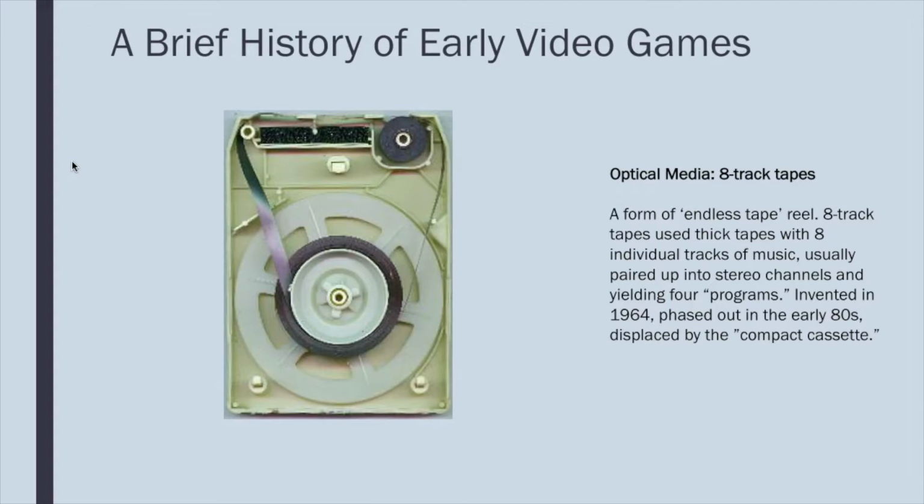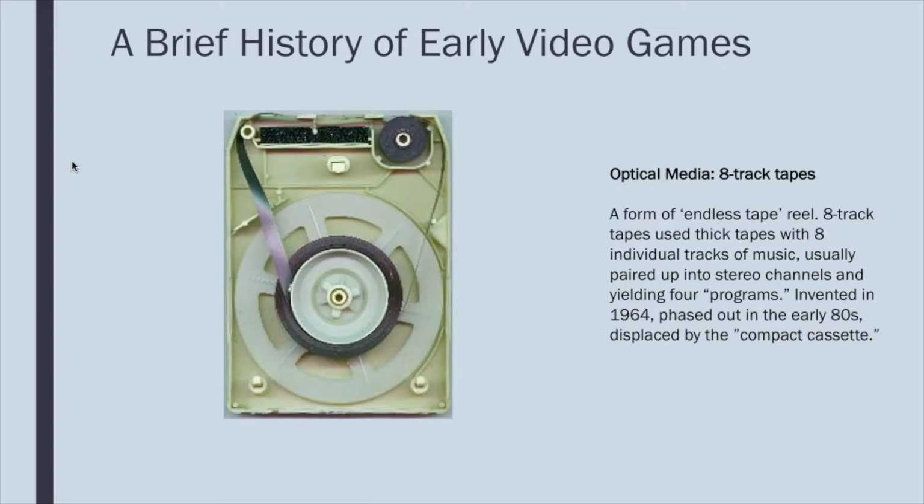So finally, the third type of sound that we see in these late 70s, early 80s games is actually optical media. And optical media is a term for forms of storage media through the 70s through the 90s that involved physically reading off of a disc.